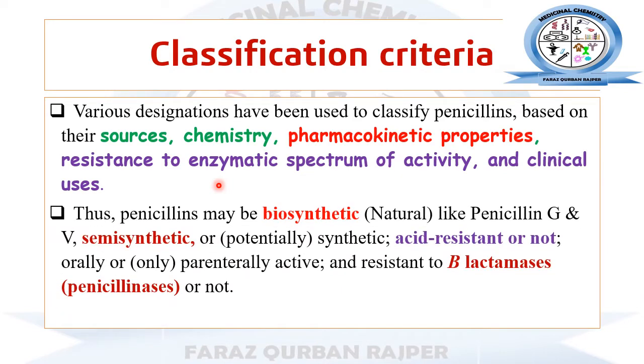Let's consider the biosynthetic penicillins, which are the naturally occurring penicillins. Examples of these are penicillin G and V. Semi-synthetic penicillins are acid resistant or stable, while some are acid sensitive and can be used for parenteral formulation, and some are resistant. So these are the different criteria on the basis of which penicillin can be classified.